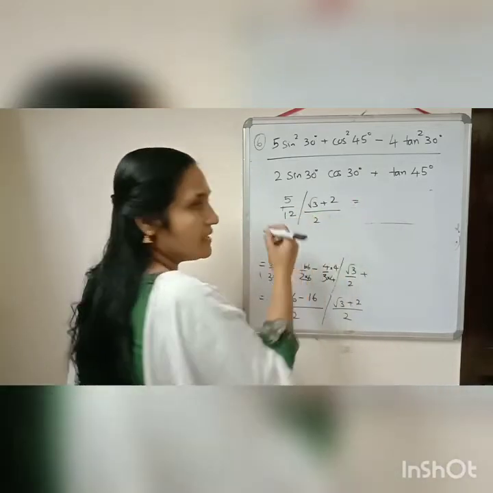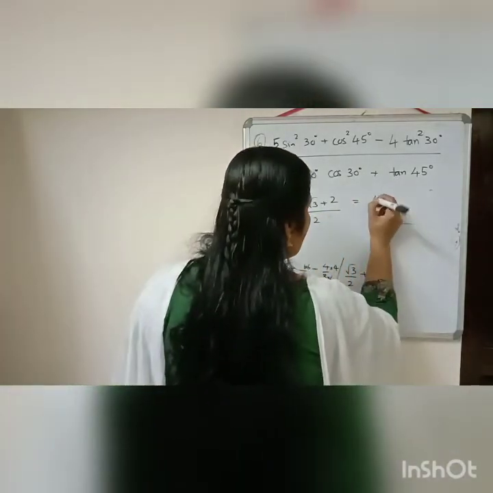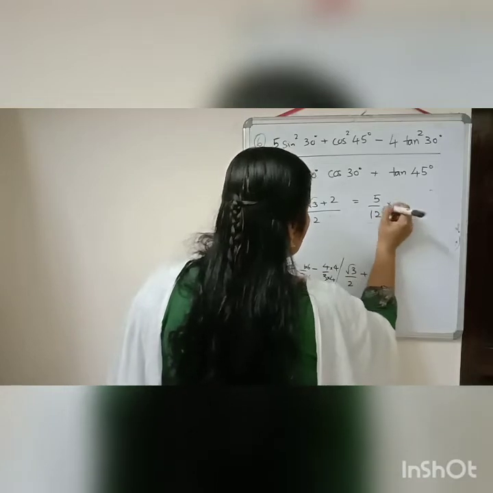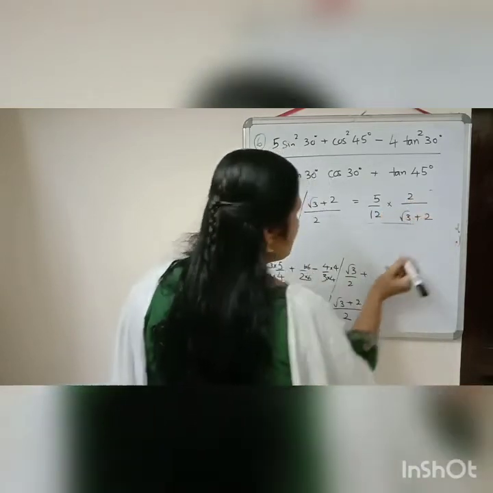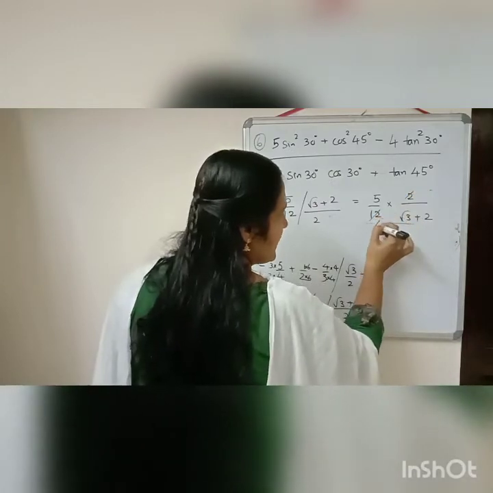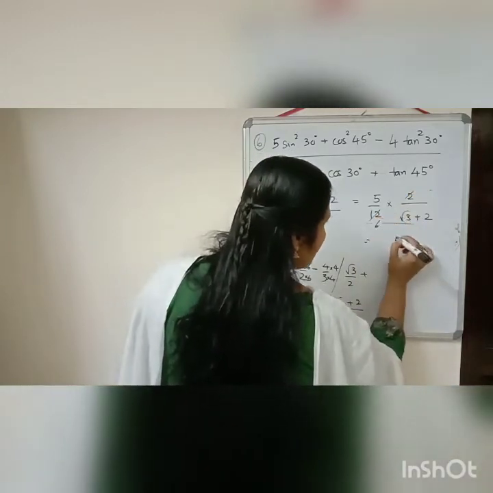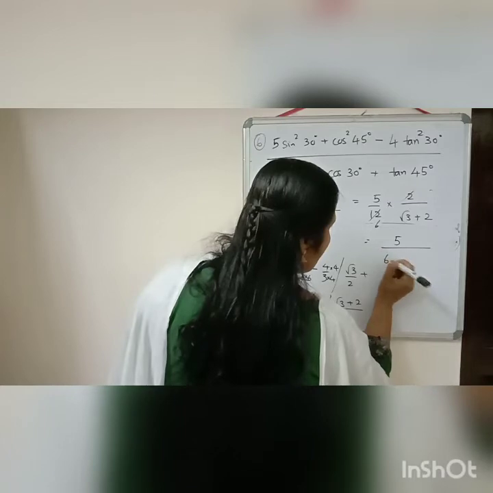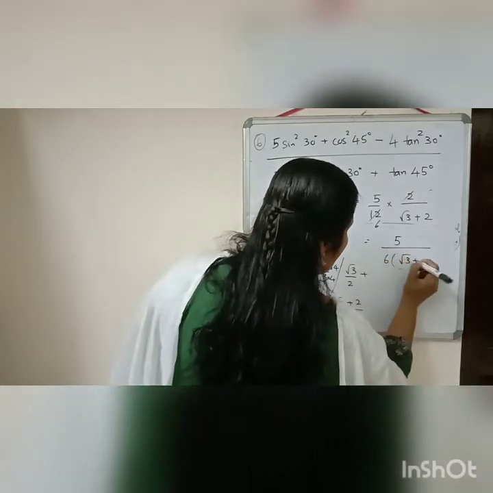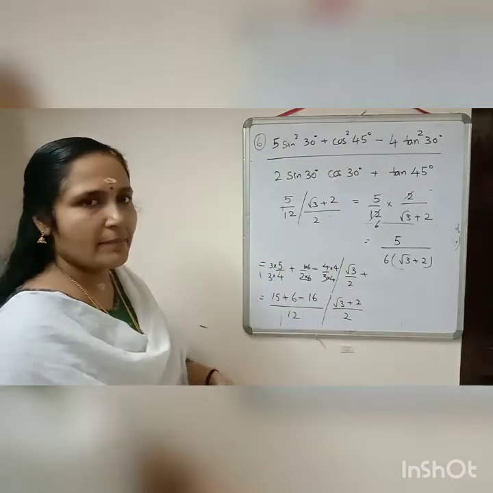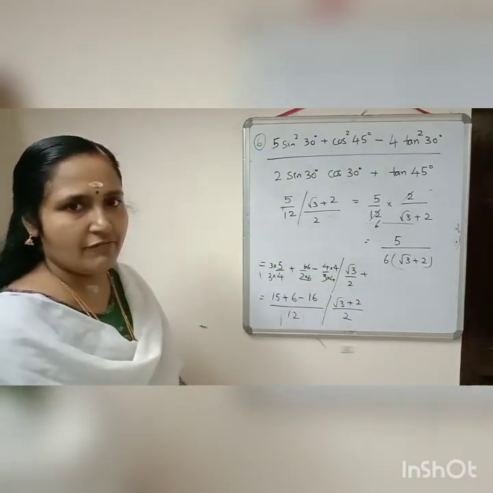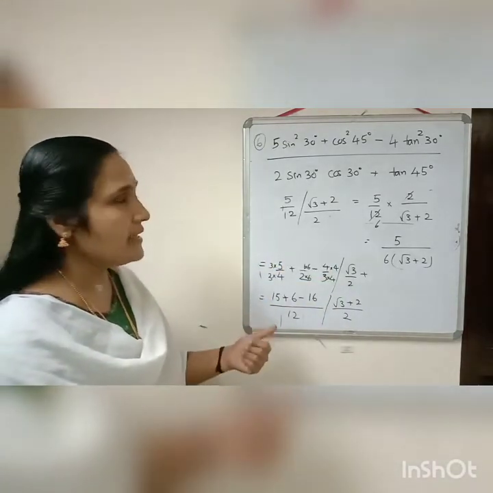Now we will change the division into multiplication. Then we will get 5 by 12 into 2 by root 3 plus 2. So 2 and 12 we can cancel. So our final answer will be equal to 5 by 6 into, inside the bracket, root 3 plus 2. If you want, you can multiply. Otherwise, you can leave till here. So this is clear? Okay.